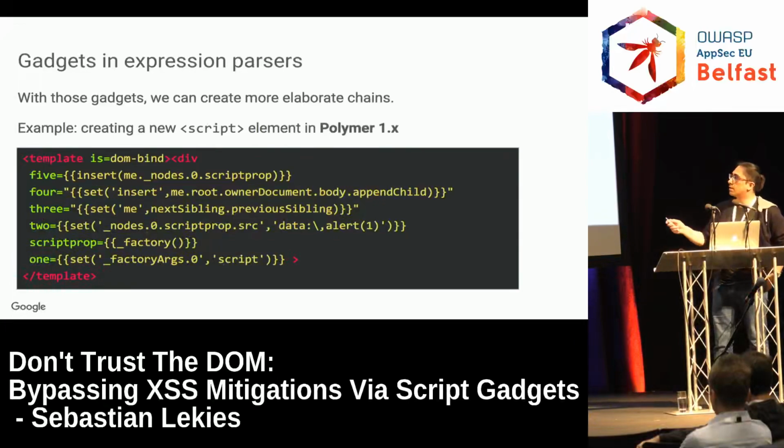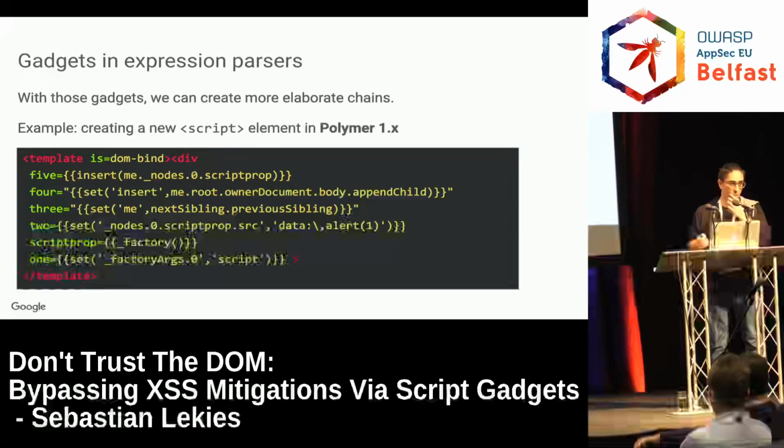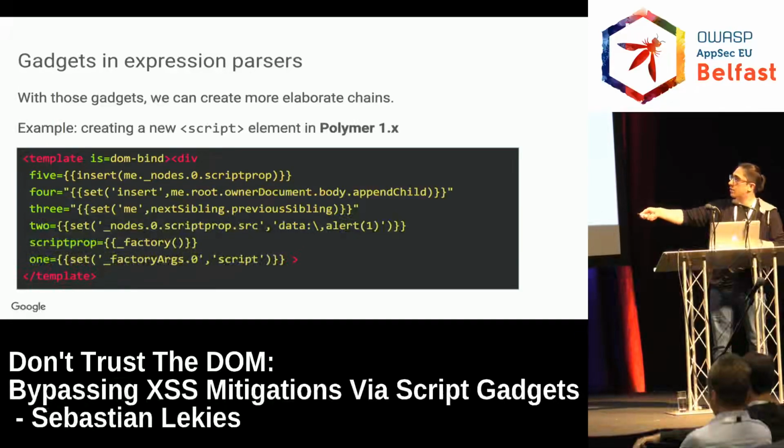because alert is too simple, right? So here, for example, I overwrite the factory arguments, the first factory argument, with a string script. So I try to convince the factory function being called the next time to create a script element instead of whatever it was supposed to create. And then I just call this factory function and assign the result, so a new script element, to the script property here of this particular div element. Then I kind of traverse here and set the source of this script to data alert 1. So this is a data URL that will alert when loaded as a script.